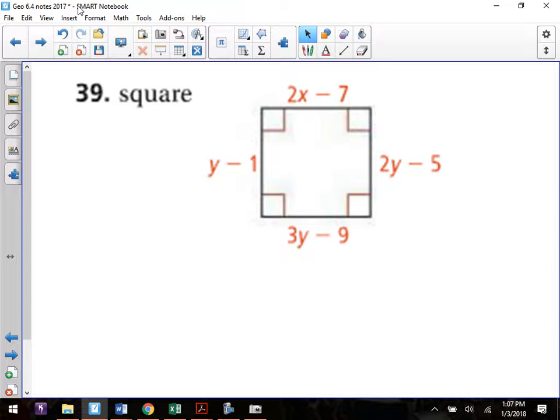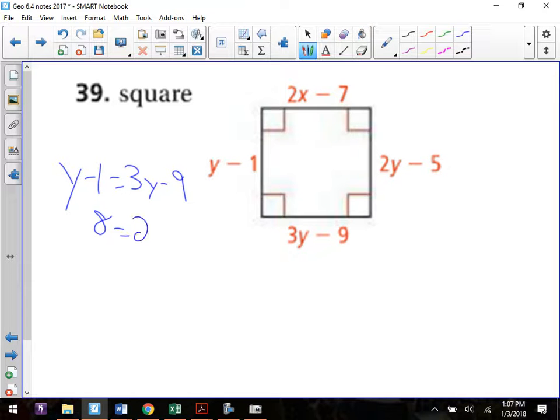So I can't solve for x and y at the same time, though, can I? So I've got to solve for the y's. Now, there's 3 sides with y's in it. Does it matter which 2 I choose? No, makes no difference. You can pick any one of them, and it'll still work. So if I say that I have y minus 1 equals 3y minus 9, subtract the y, add the 9, so I get 8, and I get y is 4. If y is 4, what are my sides? 3's, good.